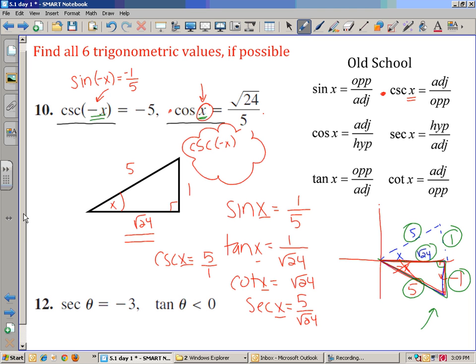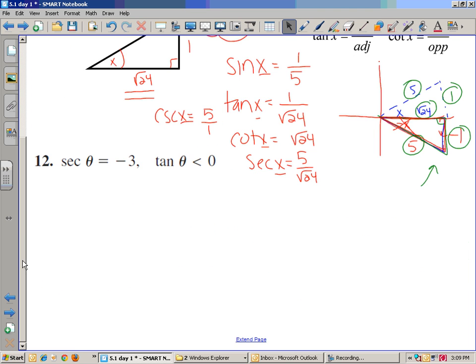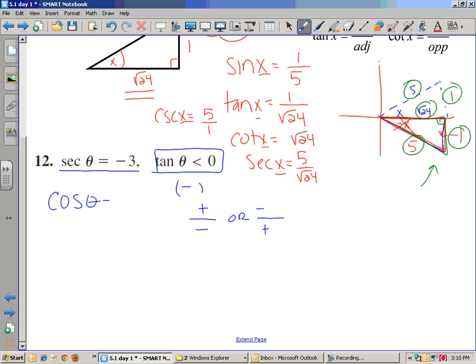Okay, let's do one more. This information is given to us a little different. This right here is telling us that the tangent of theta is negative. Okay, the tangent of theta can be negative if and only if the top and the bottom have different signs. That's the only way that can happen. So we want to remember that the secant of theta is really the reciprocal of cosine. So what this is really telling me is the cosine of theta is negative 1 over 3.